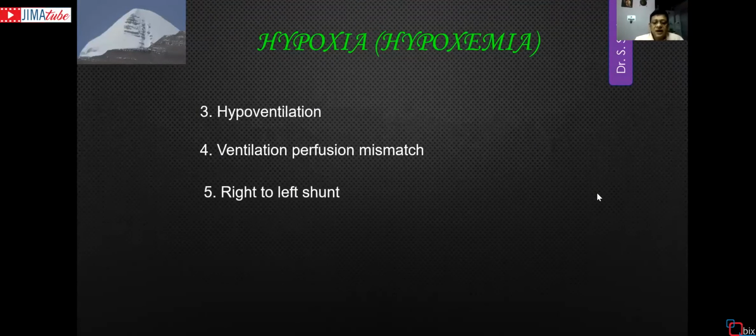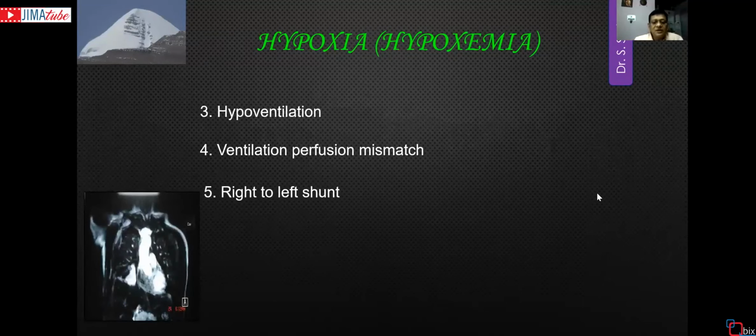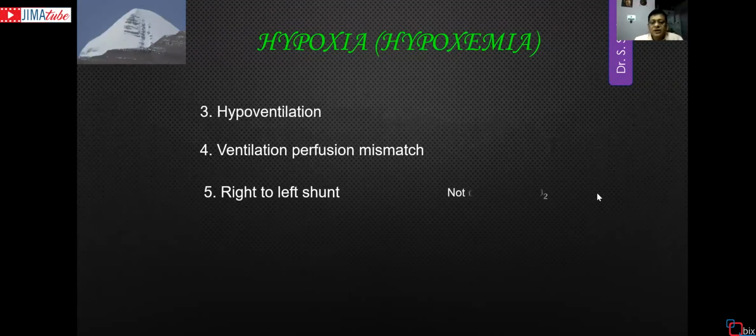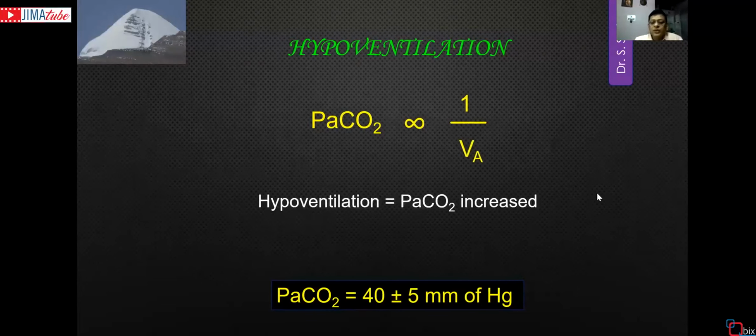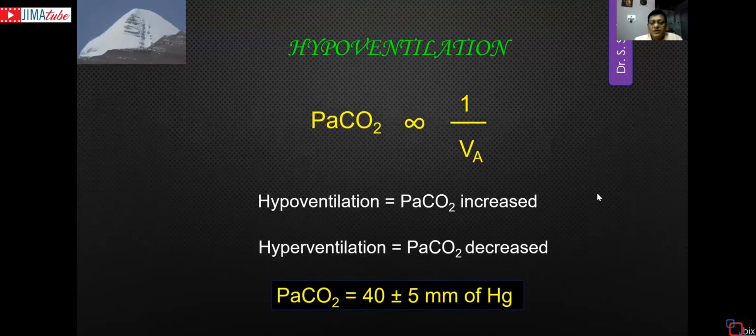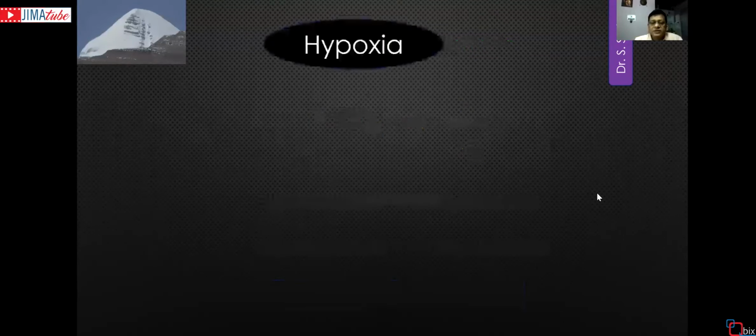Then there is right to left shunt, like AV malformation, and in those cases, it is not corrected by giving oxygen. Now, coming to hypoventilation, we know that the PaCO2 level is inversely proportionate to alveolar ventilation. The PaCO2 level in normal conditions is 40 plus or minus 5. So in hypoventilation, carbon dioxide will be increased, and in hyperventilation, carbon dioxide will be decreased.